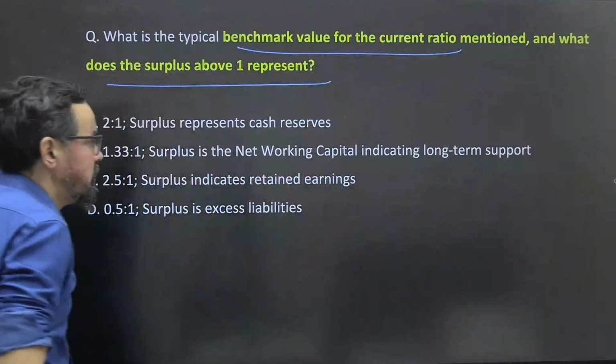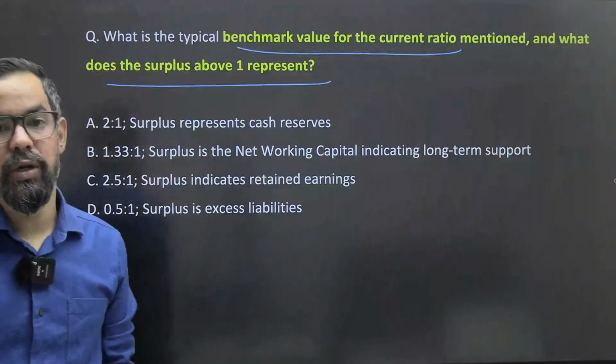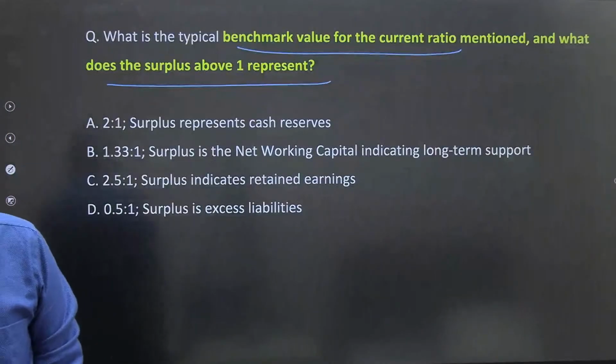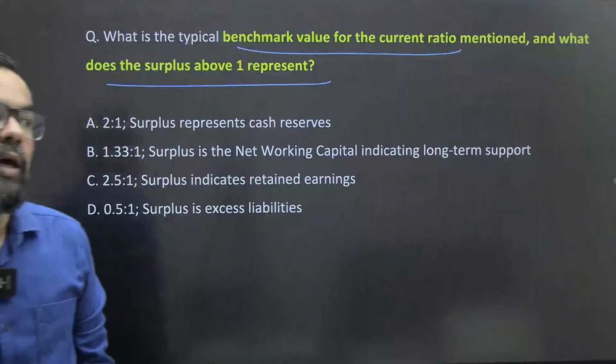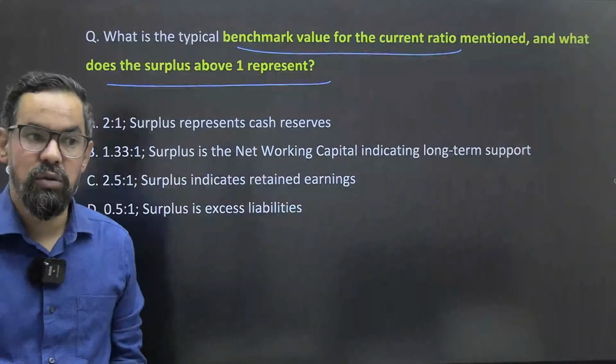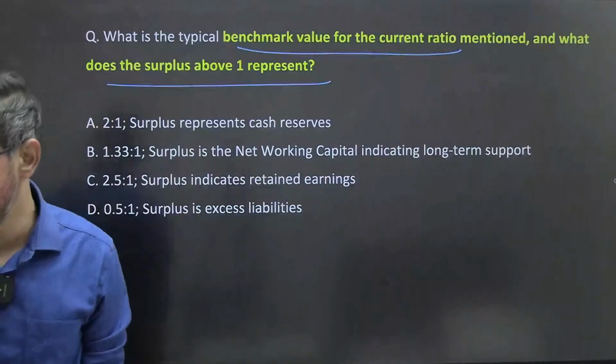What is the typical benchmark value for the current ratio mentioned, and what does the surplus above 1 represent? So what will be your correct answer? When it comes to the current ratio, or net working capital ratio, we generally finance through long-term assets. If we have a surplus over 1, that means we have more money in our hand.